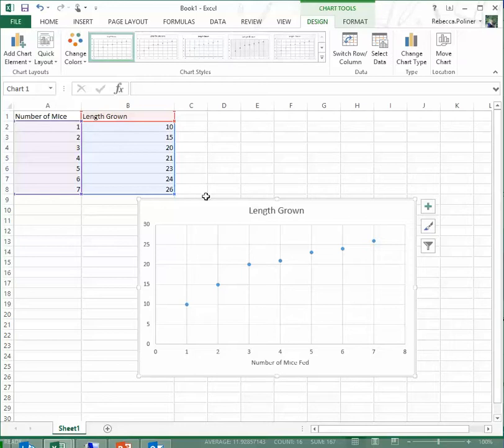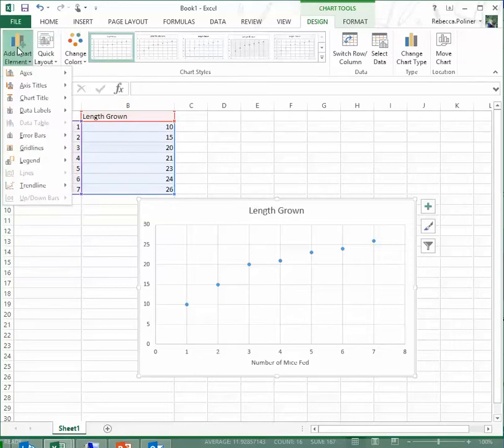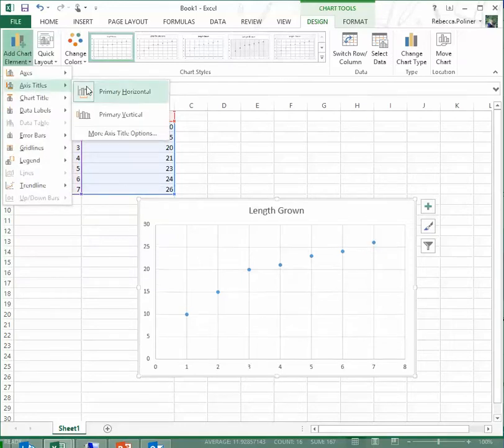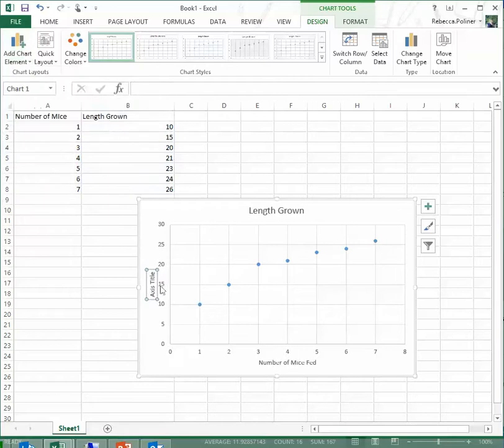Okay. Now, I'm going to want to include my y-axis. So add chart element, add axes titles, and then my vertical. Now this is going to type vertically, so you can kind of tilt your head to be able to see it. My dependent variable, my y-axis, is going to be length grown, and then I need to put in units. So let's say I measure them in centimeters. Okay. The units go in parentheses.